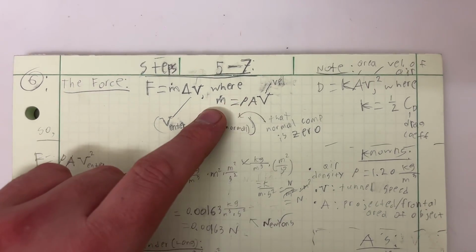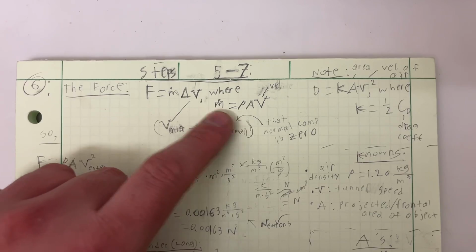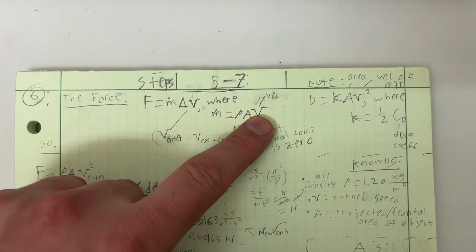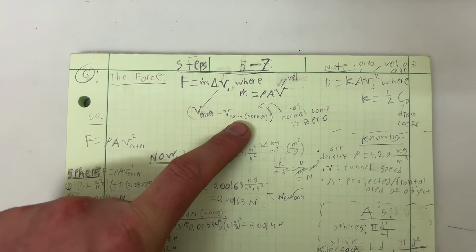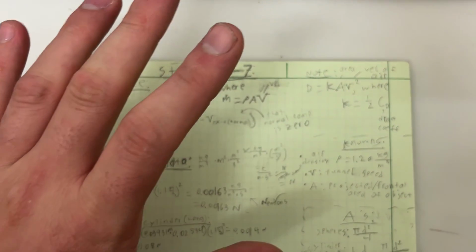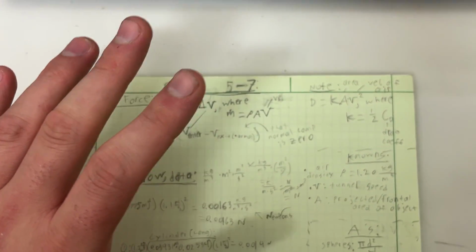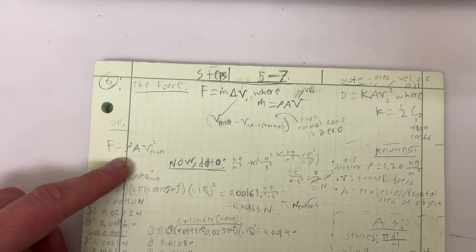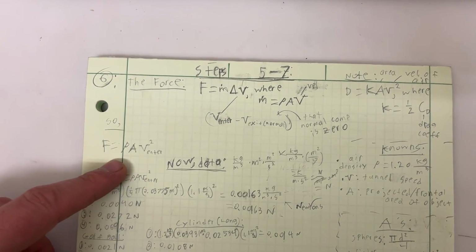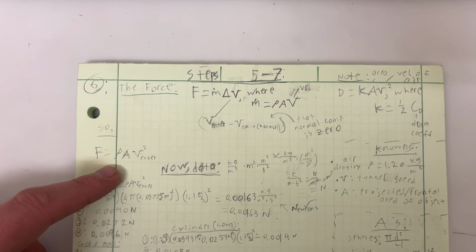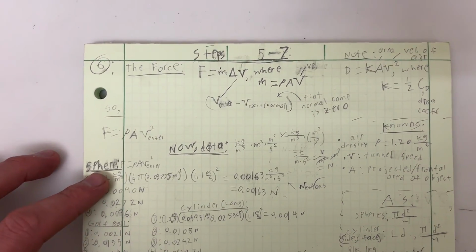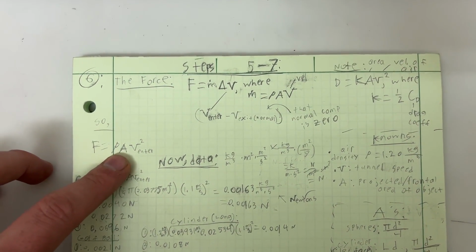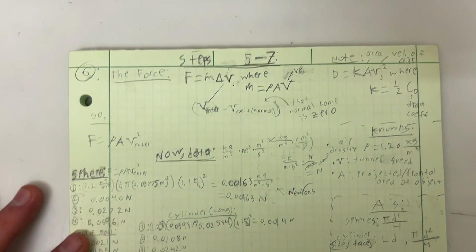And then we know that mass flow rate is equal to density times area times velocity. So we end up getting a velocity cancel out because this is normal, and so it hits the face and then the air stops, right? So the velocity becomes 0. So it ends up just being drag force is equal to the density of the air times the cross-sectional area of the profile times the entrance velocity squared.